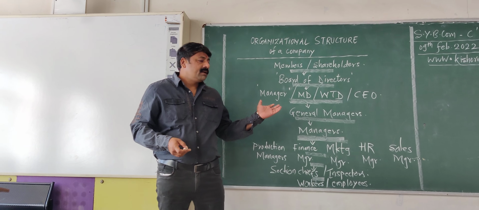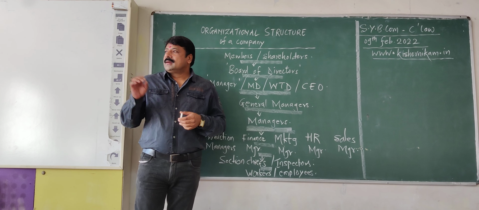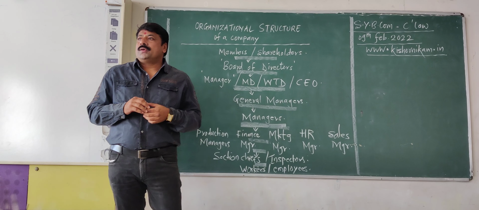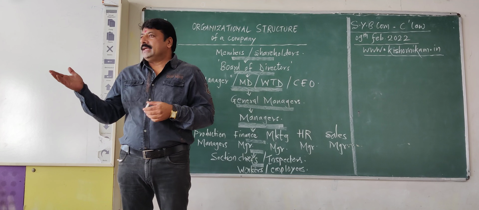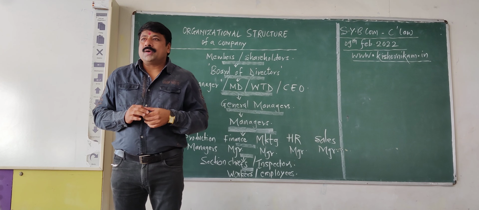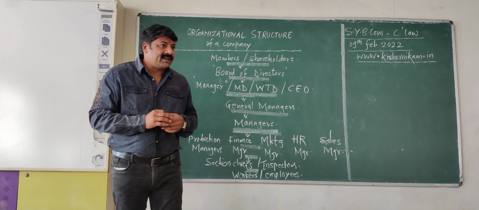Last semester you discussed the company. A company is an artificial person created by law. A company is a legal person enforceable at law. Law means the Companies Act 1956.